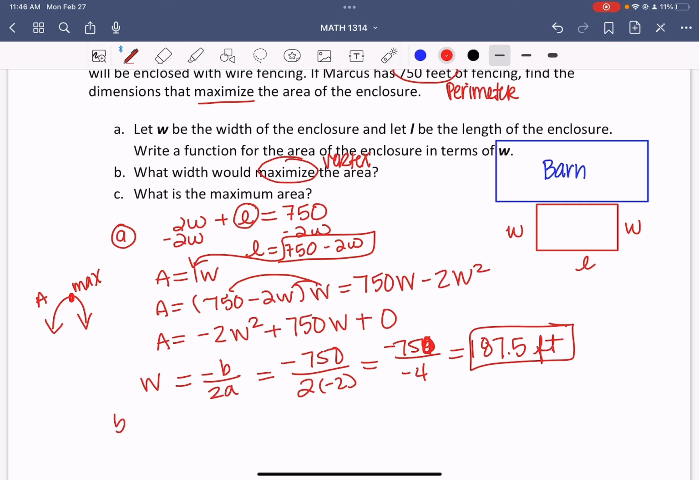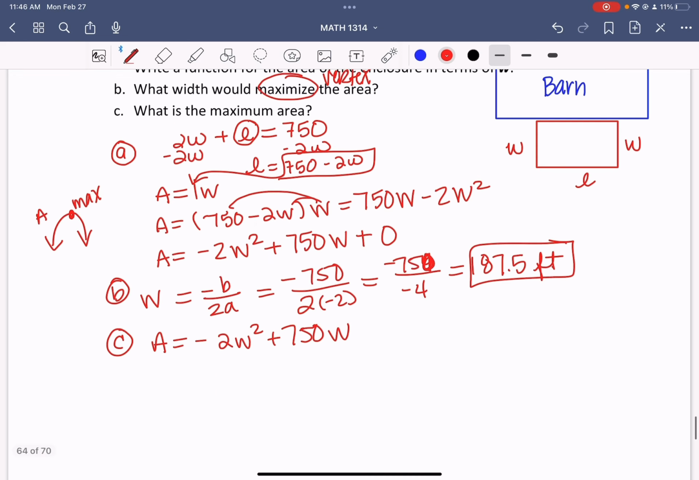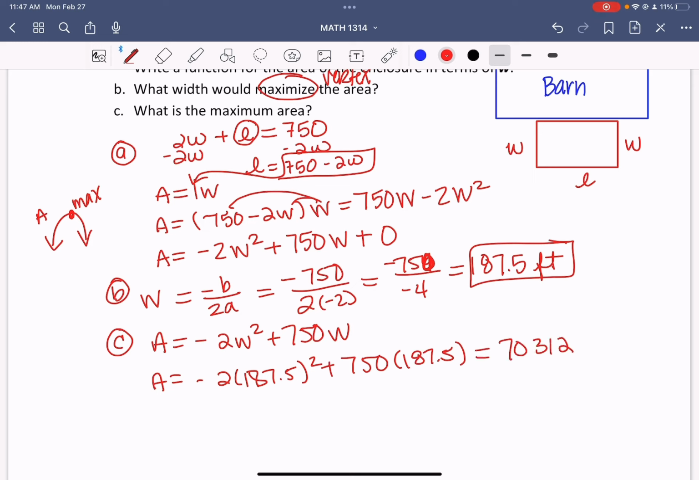So let's see, this was part B, and so this would be part C. We would say, let's take our area equation, and then plug our number that we just got back in. So it would be negative 2 times 187.5 squared plus 750 times 187.5. And using your on-screen calculator gives you 70,312.5 feet squared, because we're looking at area.